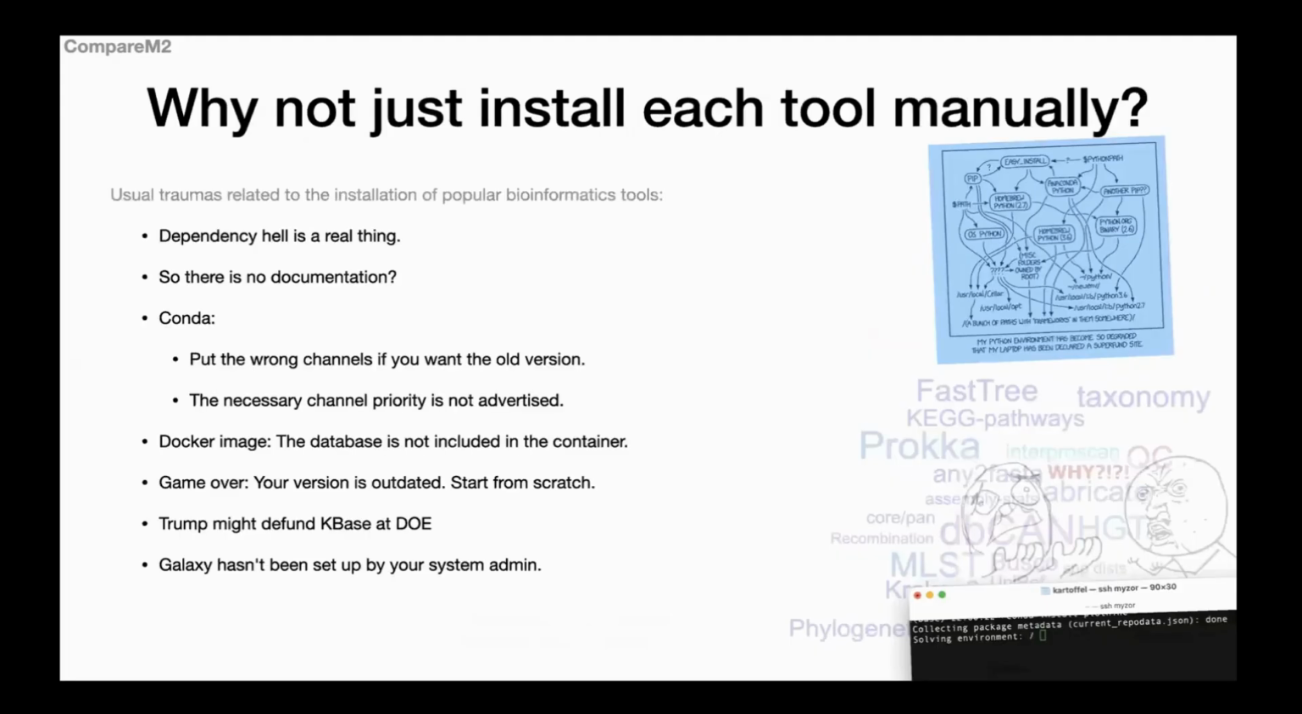So you stumble upon a tool on the web that solves your issue. Maybe you want to look into horizontal gene transfer or GC content, GC skew, special annotation, phylogenetic analysis, anything where you can analyze a genome on a genomic level. And you find a tool online and you try installing it. Sometimes it works, sometimes it doesn't work.